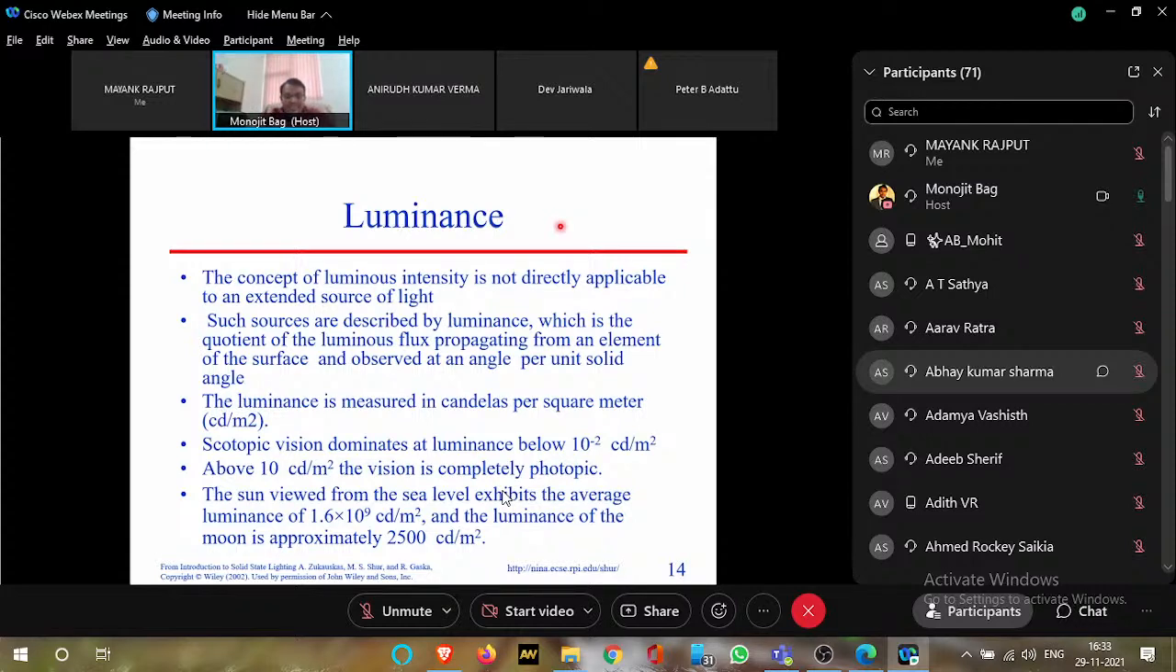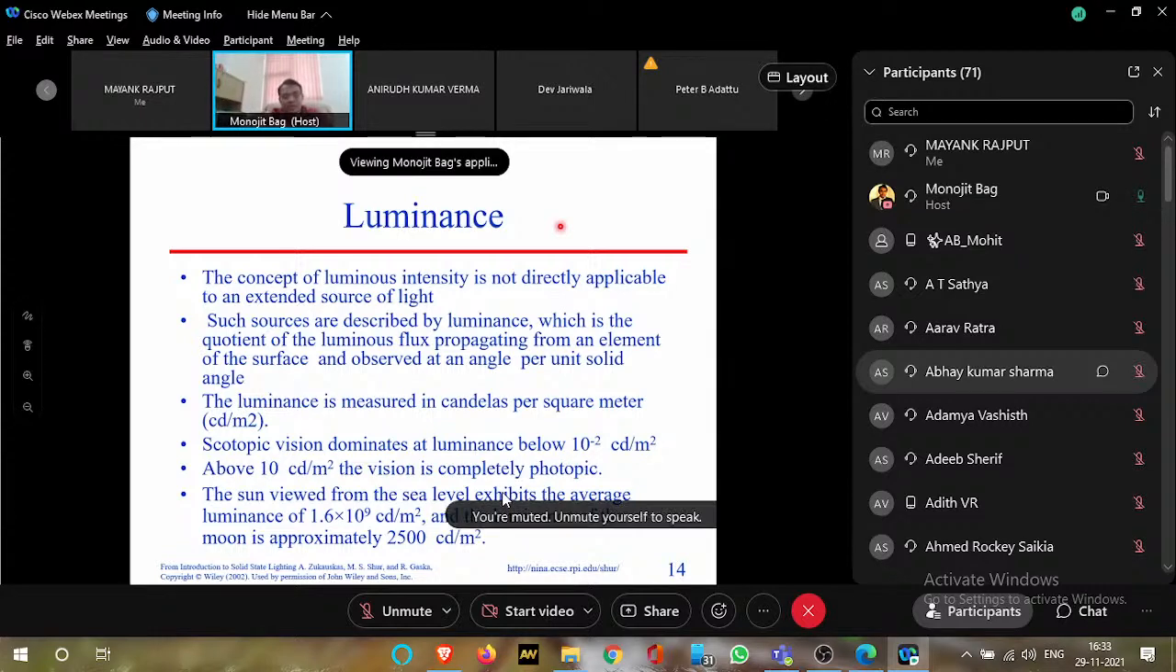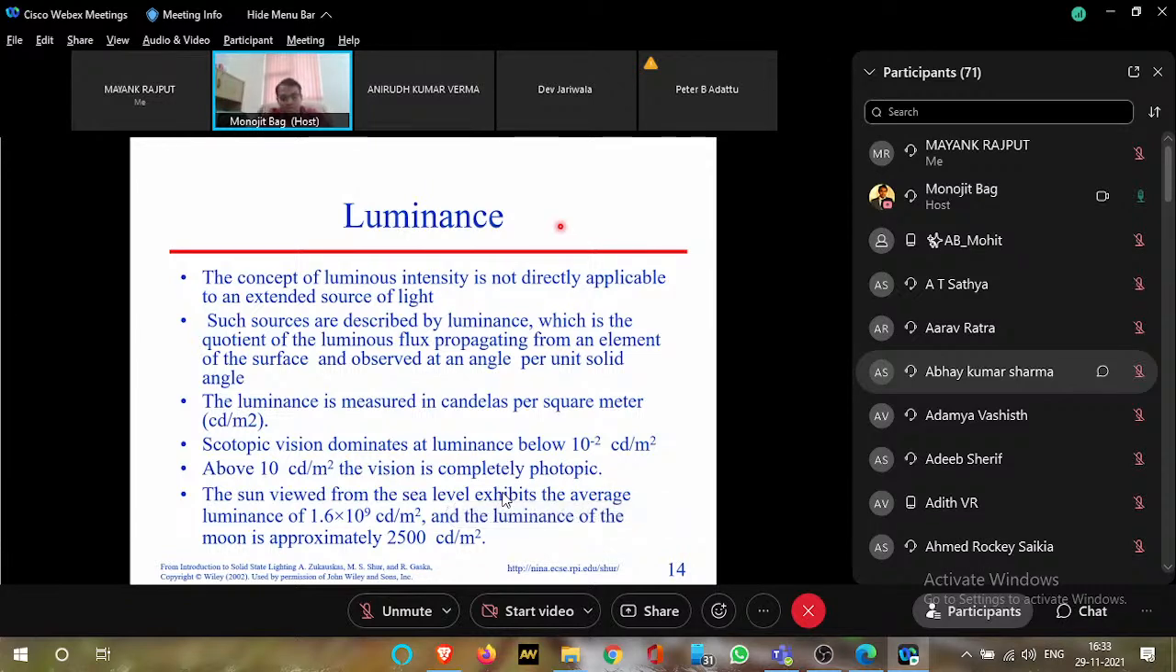Now in solid state lighting, we are more interested in the luminescence. That means what is the intensity coming out of some source. The source could be a point source or an extended source. For example, a very small bright LED is like a point source. But if you look at tube lights or some other light source where the illumination is coming from the surface, that could be an extended source of light.